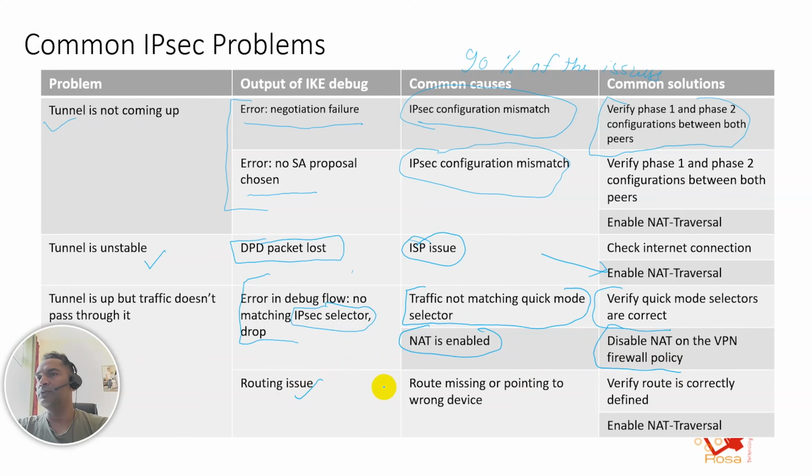And the routing issues. It can be intermittent routing, or your traffic is not passing properly via the correct routes. So route missing or pointing to wrong devices. So these are the various possible issues. Not various, I can say 99% of the IPsec issues fall under these three categories. Tunnel is not coming up, tunnel is unstable, or tunnel is up but traffic doesn't pass through. And most of them will get resolved by doing a proper configuration validation.